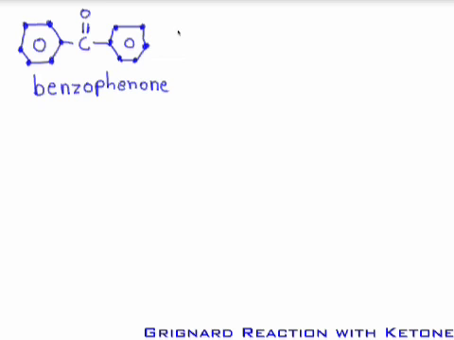Benzophenone reacts with Grignard. Let's hit it with, how about methyl magnesium? Let's change it this time. We could make it from methyl iodide, which would make methyl magnesium iodide. It is also a Grignard reagent. Hit it with H3O plus in the second step.